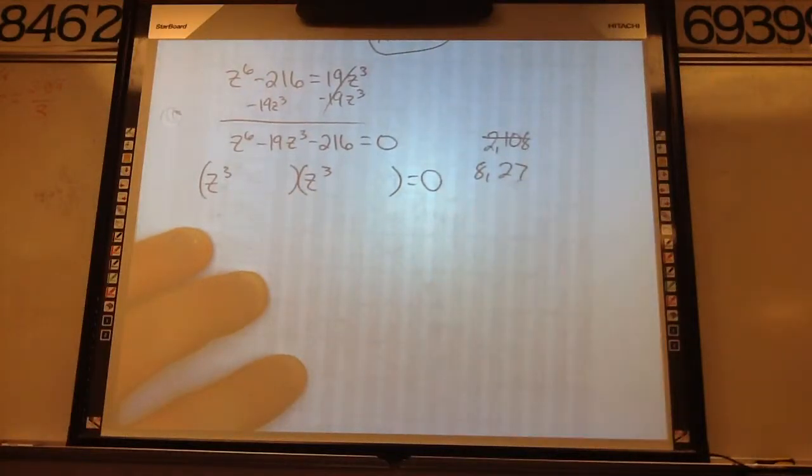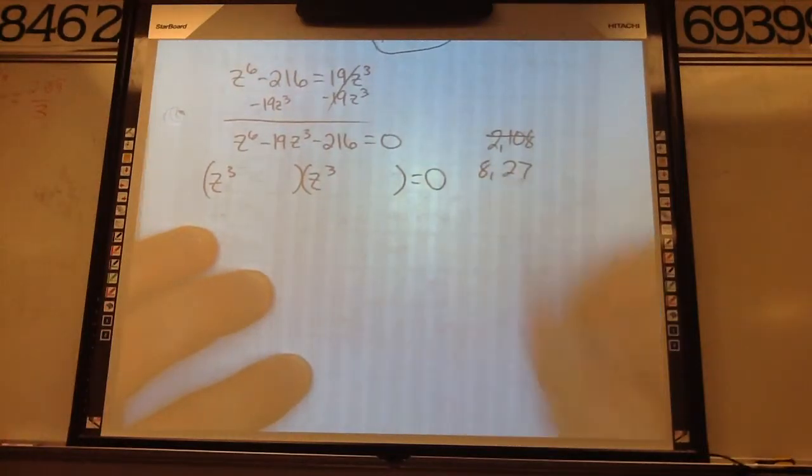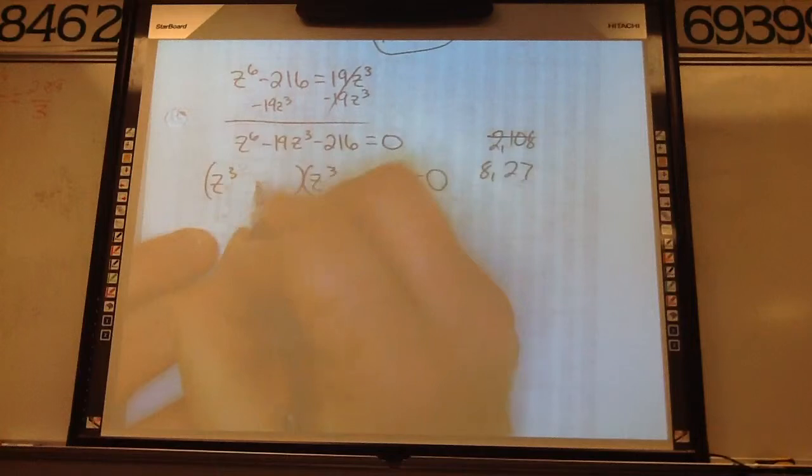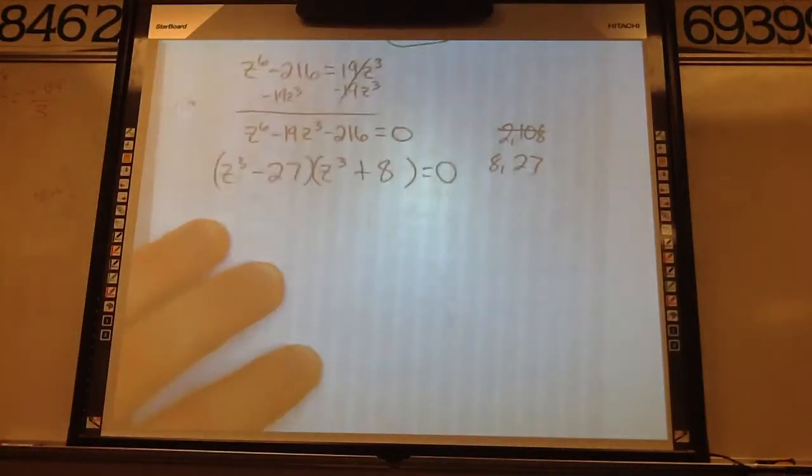160 and 56, 216. 8, 27. Negative 27 plus 8. I said one notch harder. This just got ugly.